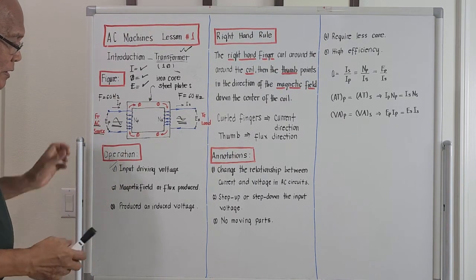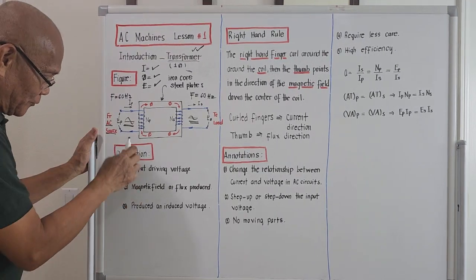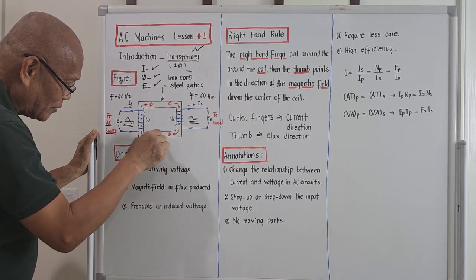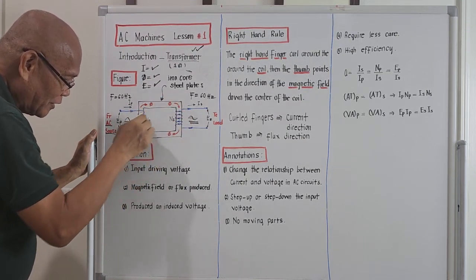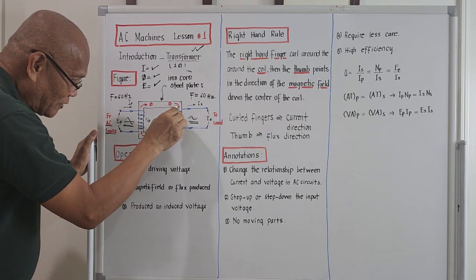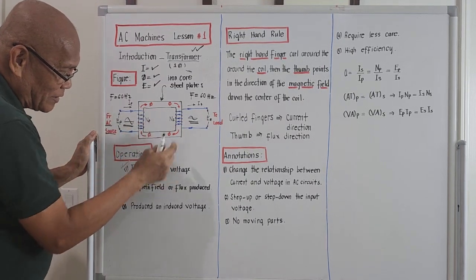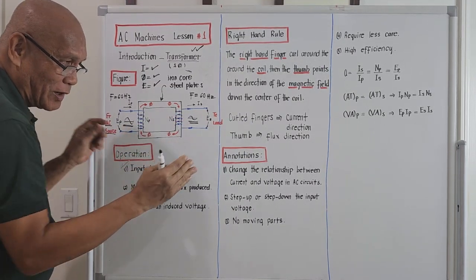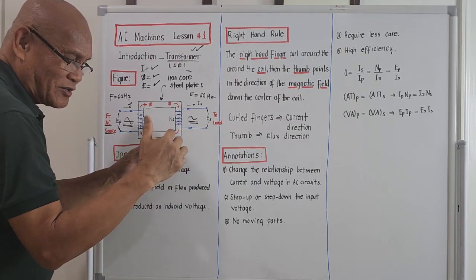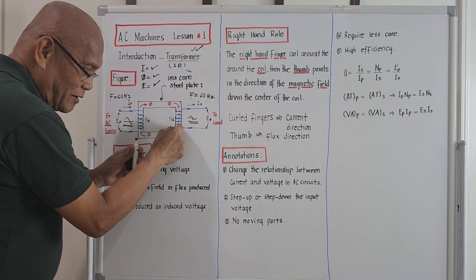What's the next one? If there is an input driving voltage, this current here will produce a flux that will circulate on this iron core. If there is current here, there is a magnetic field that will go around here. And as the magnetic field passes through the secondary, it will cut the windings, like a strong magnetism cutting this winding here.